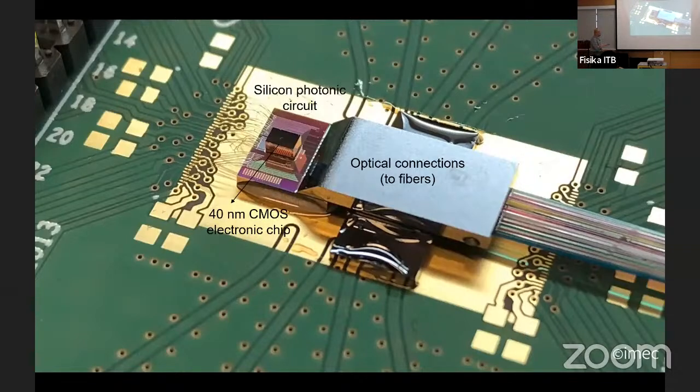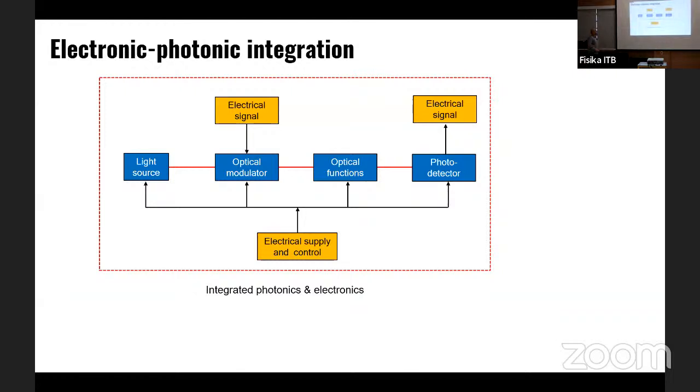IMEC did this flip chip bonding, right? So you have a photonic chip, and then they go with this kind of array of fibers into the chip, similar to before, but they flip-chip a 40 nanometer CMOS electronic chip to control the photonic functionality below, right? Higher degree of integration. The vision now, which some groups are pushing a lot, is to do electronic and photonic integration in the same chiplet, right?